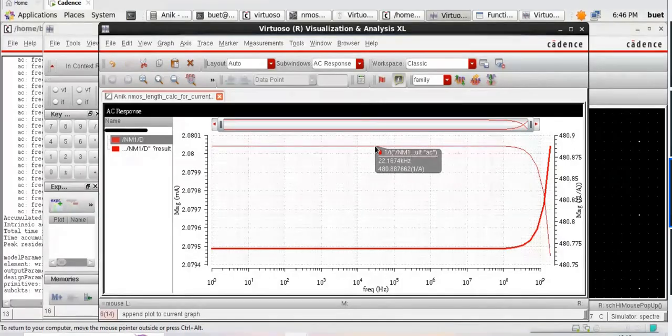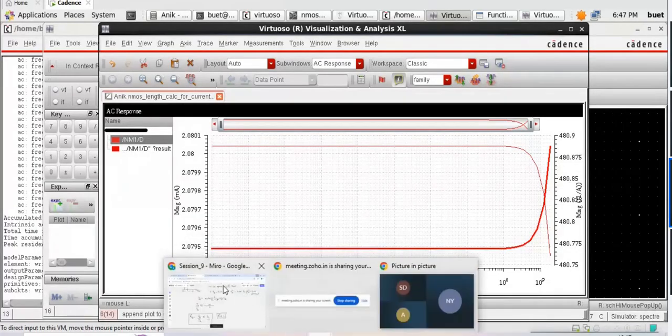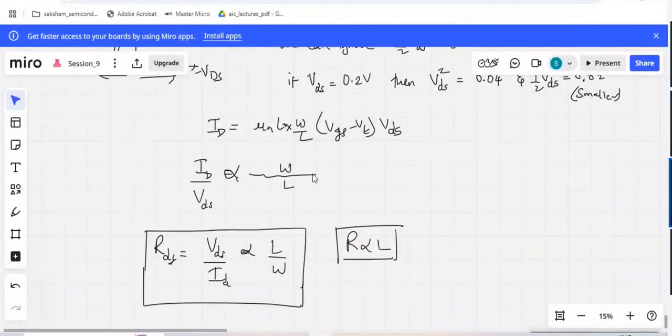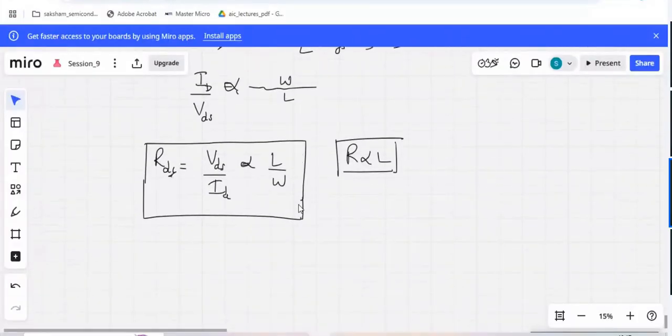So 1 by A here is nothing but V by I, which is giving you the unit of resistance. 1 stands for the value of the voltage, and A is your ampere, the current. So 1 by ampere, which is volts upon ampere, is nothing but your resistance, expressed in terms of ohms. So that is 480.88 ohms. Let us make a note of that. Let's note it down over here.